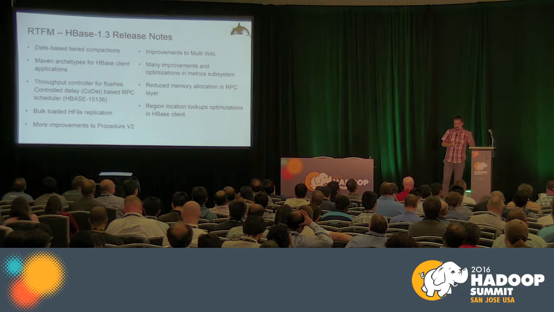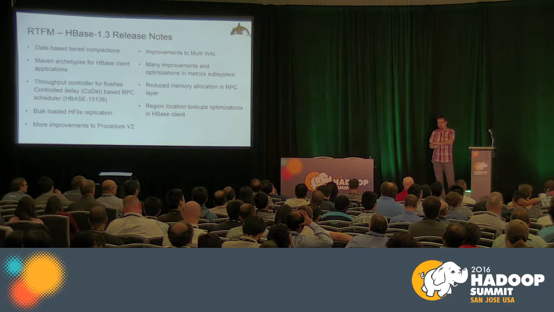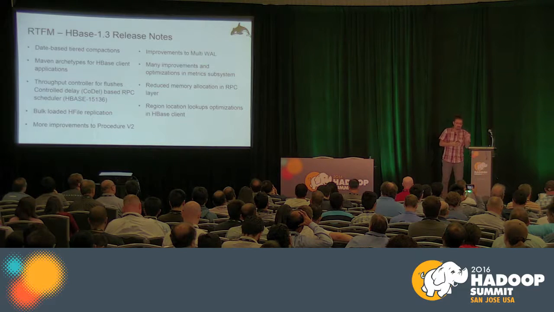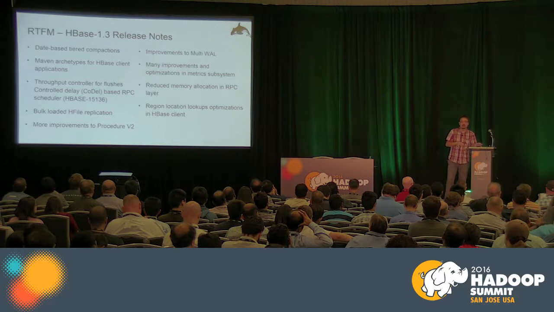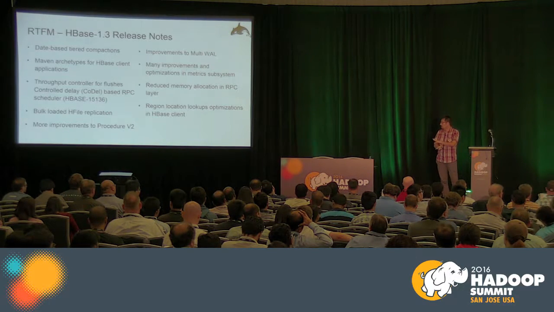Before 1.3, if you bulkload a file in one cluster, even if you have replication set up, the bulkloaded files will not be replicated on the other cluster, because the bulkload bypasses the whole write-ahead log and the write pipeline. So with this change, we will also replicate the bulkloaded files to the other cluster using this WAL-like mechanism.